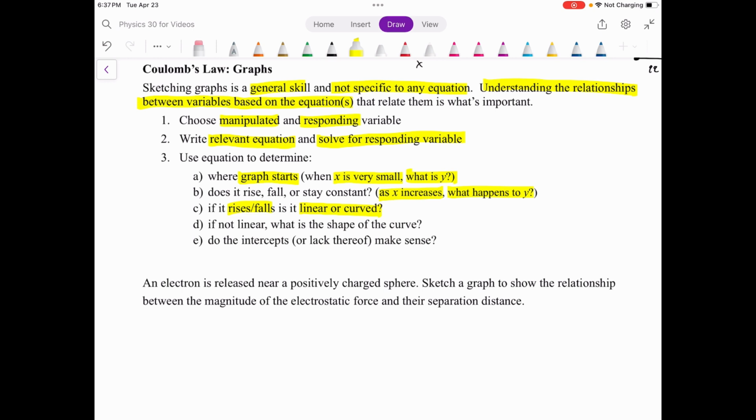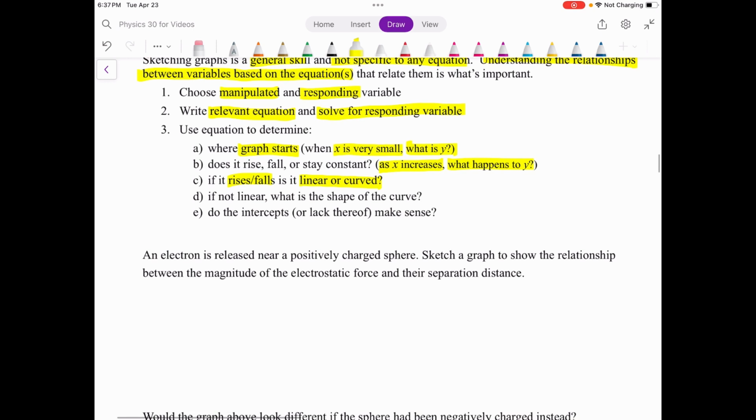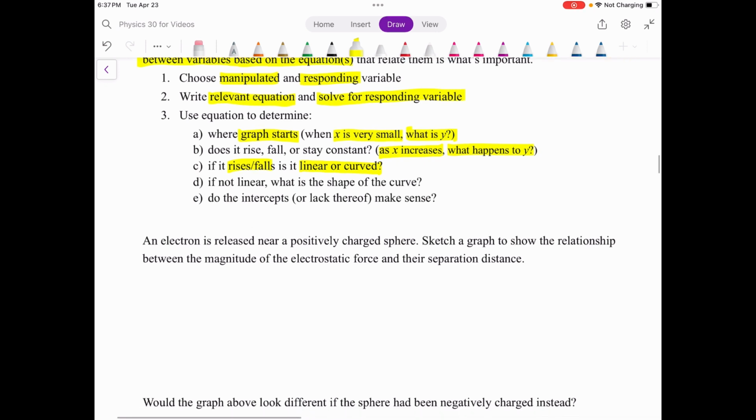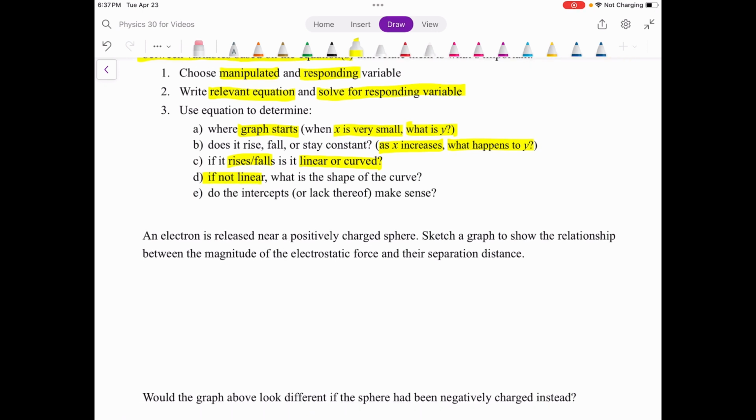Or when you double one, does it get multiplied by 4 or divided by 4 or something like that because of a squaring or a square root that's happening, right? If it's not linear, what's the shape of the curve? Is it getting bigger faster and faster, or slower and slower? And do the intercepts, or it not having intercepts, which is possible, make sense? Does it make sense for these variables and for this equation for it to not have intercepts at all, or for it to have the intercepts that it does?